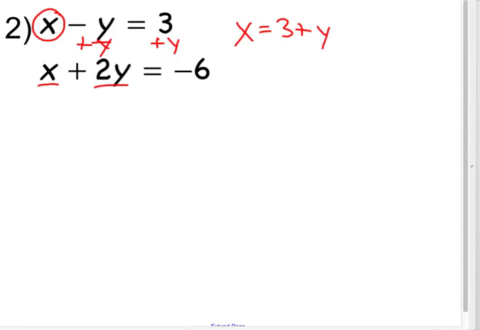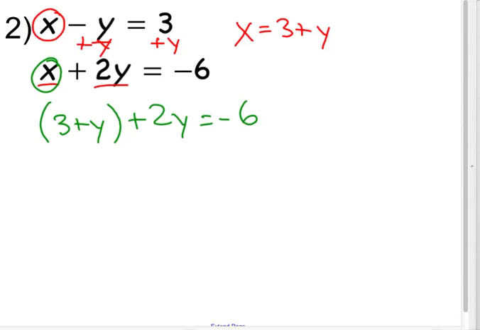Then I'm going to go and I'm going to rewrite my other equation. Don't plug it into the same equation that you used. Plug it into the other equation. So instead of this x, I'm going to write 3 plus y plus 2y equals -6. Now again, since I plugged it into something with a coefficient of 1, there's no reason to use the distributive property. I can really just ignore the parentheses. The only reason I put them there is just to be safe. It's always easy to put it in as parentheses so you remember to distribute. But when you don't have to distribute, you can ignore them.